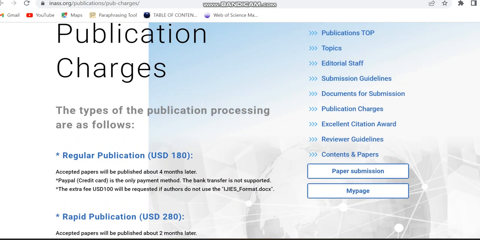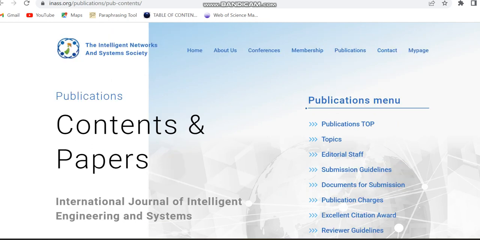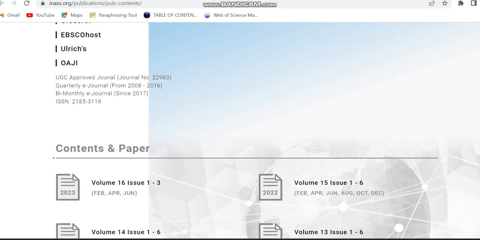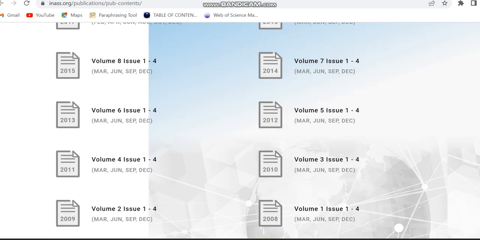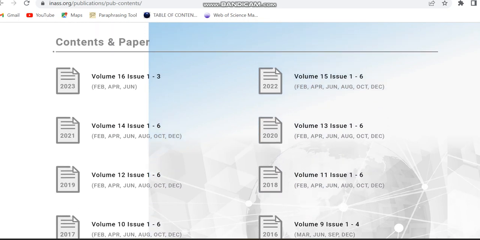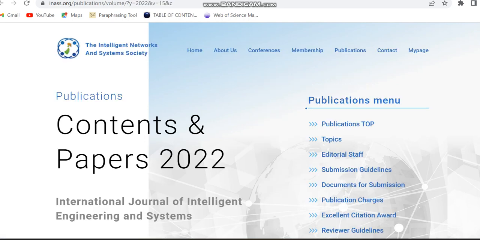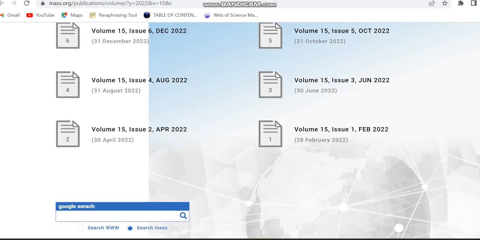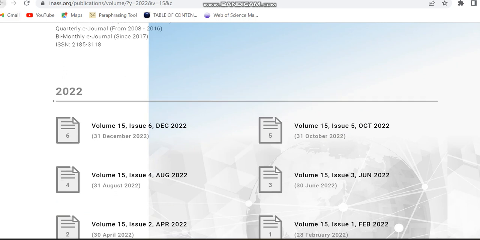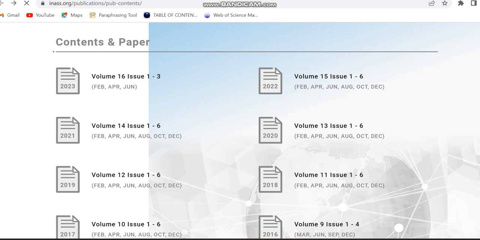Next we can see the volumes and issues. For that, I'm checking the contents and papers. Already we saw it's a bi-monthly journal, so it may have nearly 16 issues, but we can check how many issues it has. In 2022, sorry, I made a mistake, it is not a bi-monthly journal, it is a semi-monthly journal. So it has nearly 6 issues in 2022. These are the 6 issues. Now we can check 2023. In 2023, it has published nearly 3 issues so far. So we can check the latest issue.